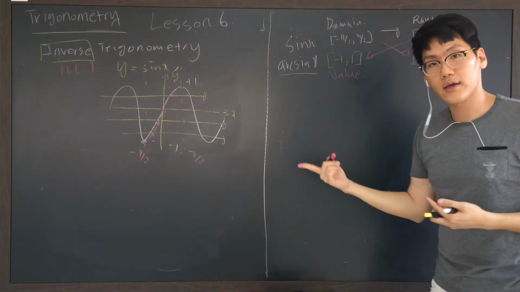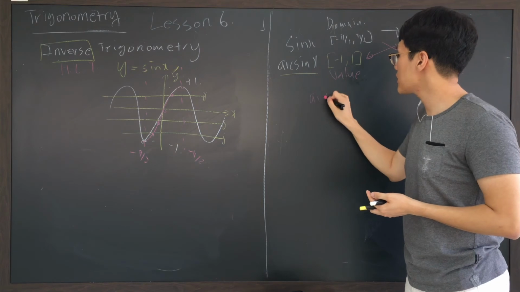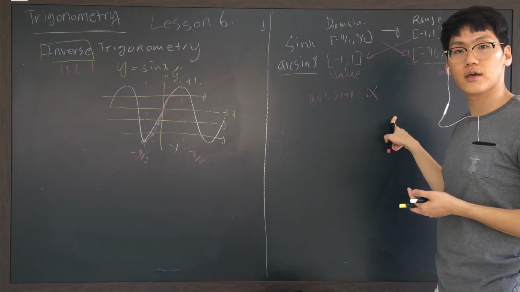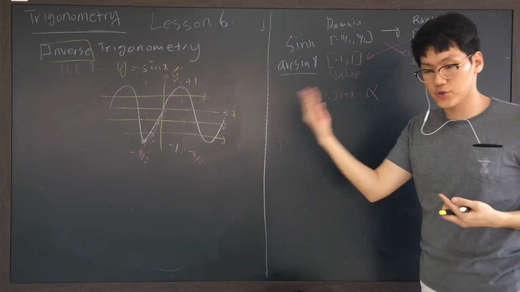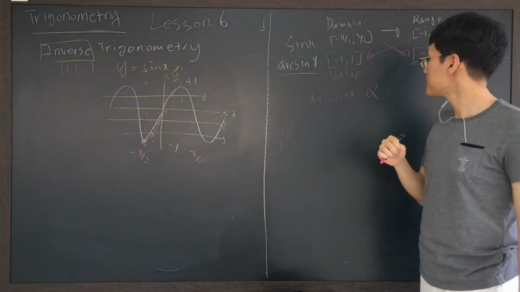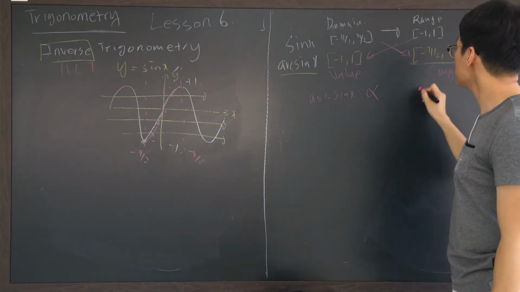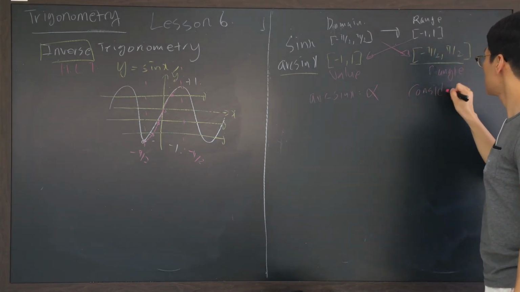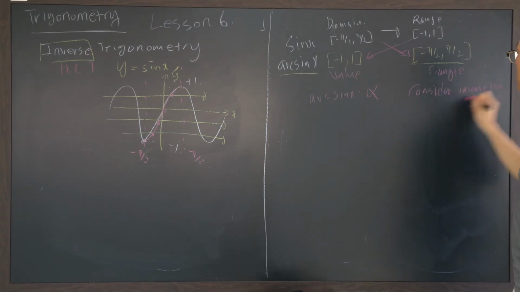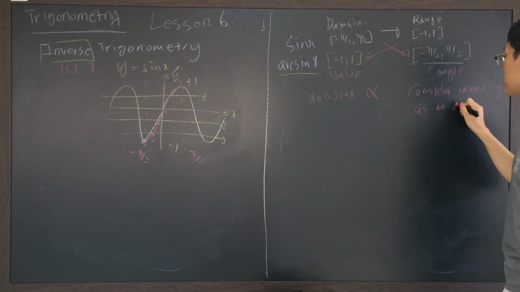So in a way, I can consider arc sine x as an angle alpha. This method will be heavily used to simplify some of the questions given on the IID paper. So always consider inverse trig as an angle.